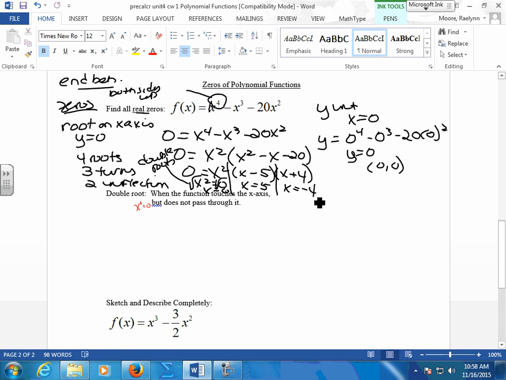Now, a double root does not pass through your x-axis. It bounces off your x-axis. So if I'm trying to sketch this guy, I know that when x is 5, here's a root. When x is -4, here's a root. When x is 0, I have to bounce off that. I can't go through it. That's my double root.